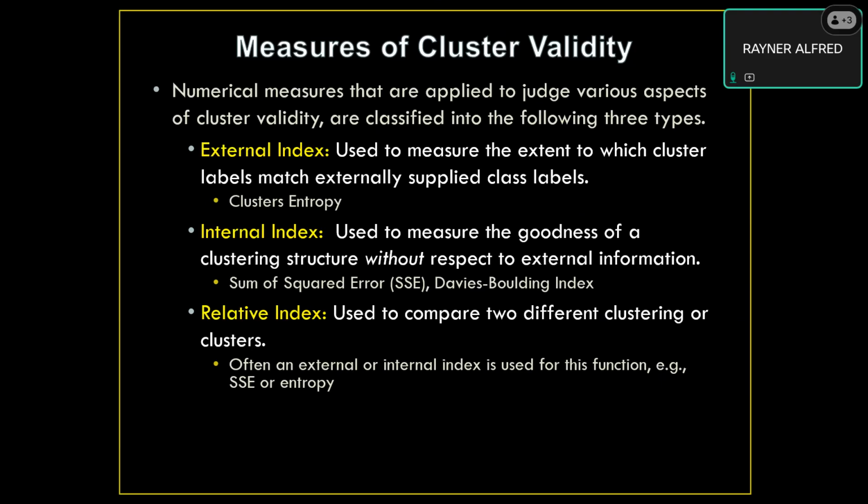Compared to that, the internal index looks at the structure of your cluster, so it is based on compactness and how far apart the clusters are separated. We can use the sum of squared error that we went through just now, but that is only for compactness. So we will look into the Davies-Bouldin index again, which is based on the compactness and at the same time also the distance between the centroids of the clusters.